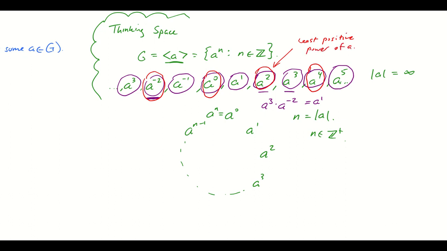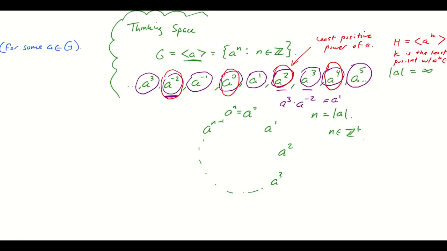And we're going to prove that that determines the entire subgroup. In other words, if I can identify the least positive power of A that is in my subgroup, then my subgroup is going to be equal to the cyclic subgroup generated by that power, where K is the least positive integer with A to the K belonging to H. So that's going to be the strategy of the proof. All right, so let's come over here and see if we can write this up.